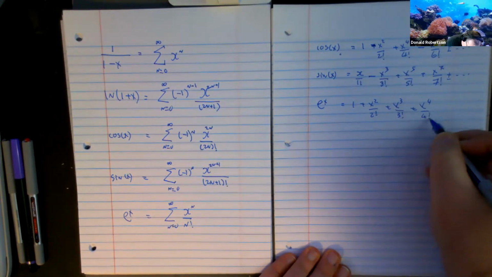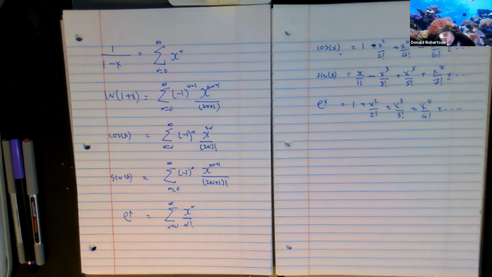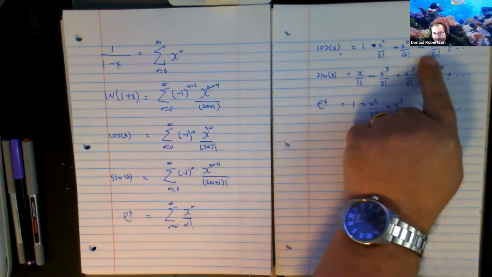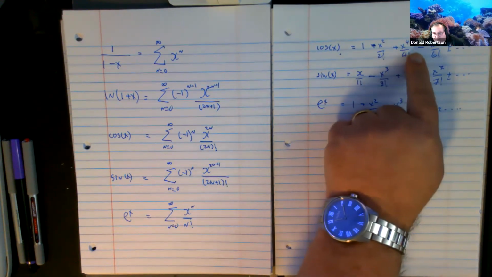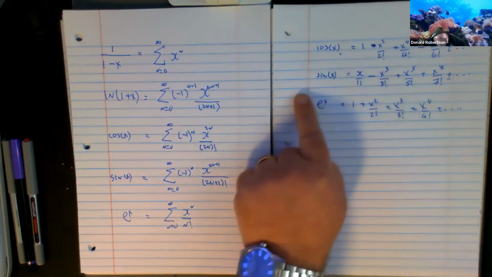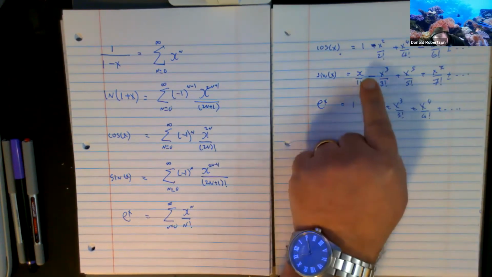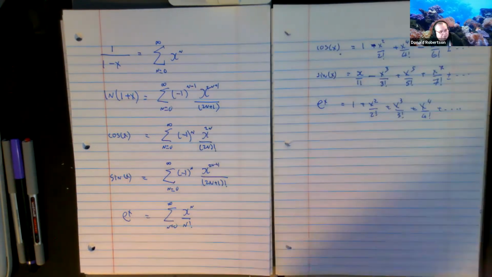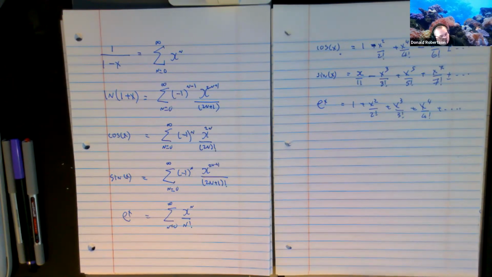And something weird happens. Do you know if you took the cosine power series and you made everybody positive, and you took the sine power series and you made everybody positive, and you added them together, wouldn't you get the power series for e to the x? Now that is an amazing result. What on earth is that telling us?